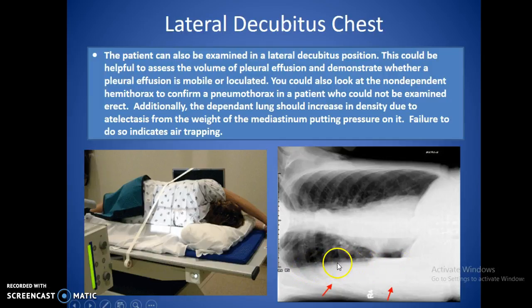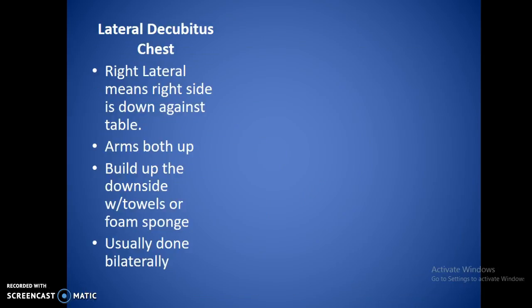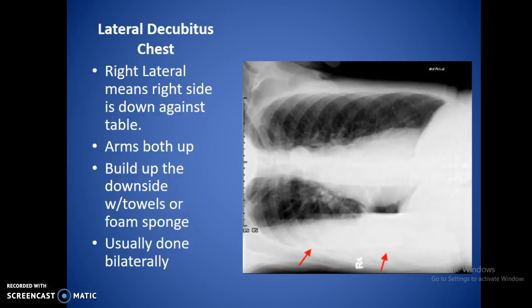So if they have a little bit of liquid in their lungs and we lay them on their side, you'll be able to actually see a layer across and see which lobes it happens to be into. Right lateral just means right side is down against the table.